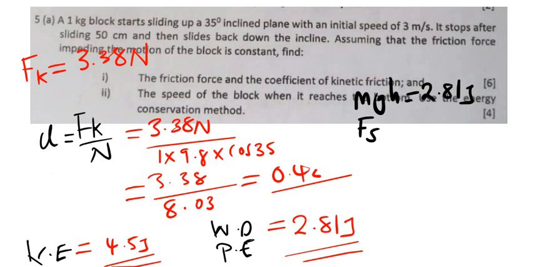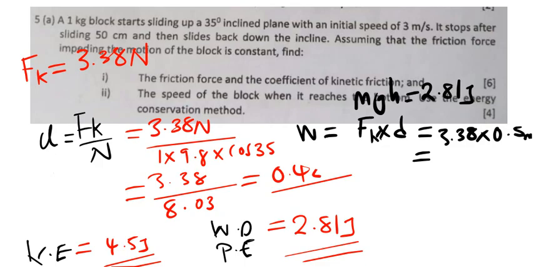Friction force due to kinetic. Okay, work done by friction. So what are you going to have? The work by friction force is equal to the friction force multiplied by the distance. The friction force, we've already found that it was 3.38 Newton, multiplied by the distance that it is going to move. It is still going to move the same distance, 0.5 meters or 50 centimeters, which we converted.